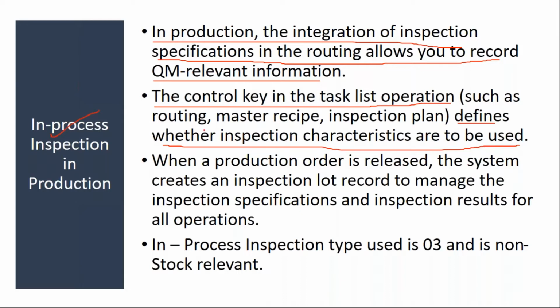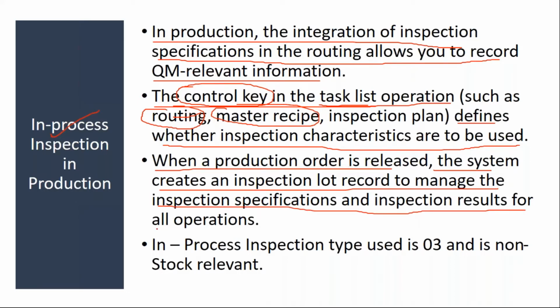used. So basically in the PP module, they use a task list. This task list can be a routing or a master recipe. So in this task list, you will assign the respective control key. I will show you this in the system. When a production order is released, the system creates an inspection lot record to manage the inspection specifications and inspection results for all operations. So in the PP module, when they release the production order, the system will automatically generate an inspection lot.